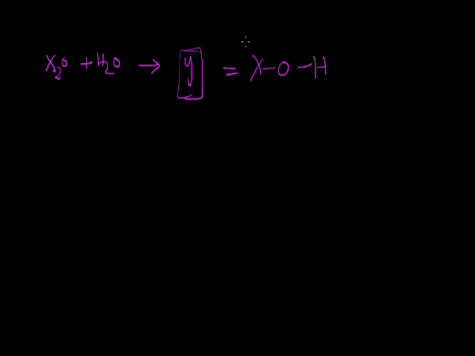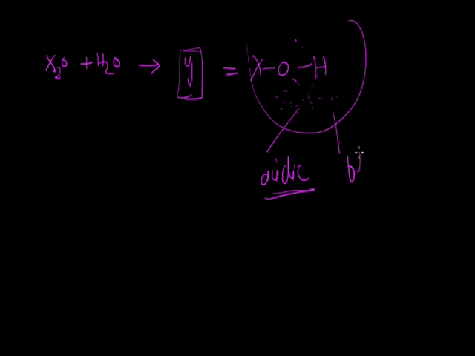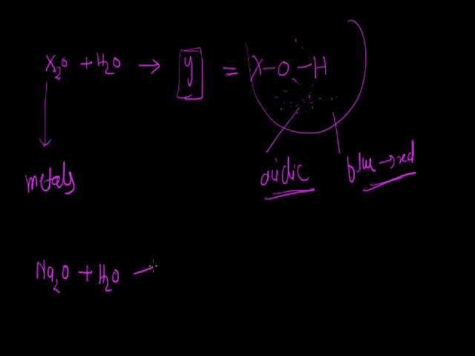The problem says this compound turns blue litmus to red. So definitely the compound gives H plus, meaning a bond breaks in this way. If we assume this compound has acidic character, then it converts blue litmus into red. Now if we place a metal in place of X, for example sodium, sodium oxide reacts with water and gives sodium hydroxide. Sodium hydroxide is basic.